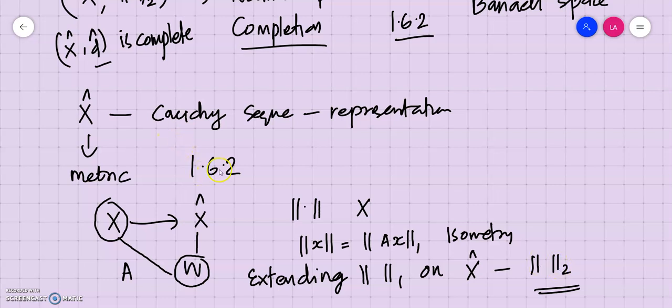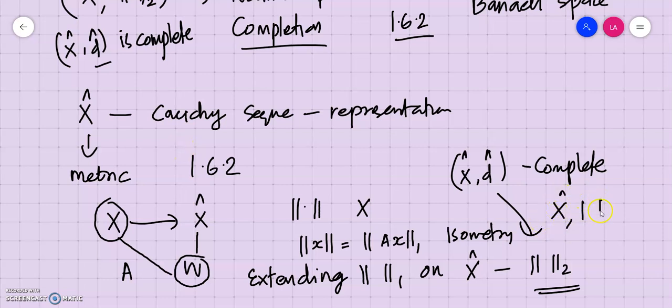By theorem 1.6.2, (X cap, d cap), where d cap is the metric associated with X cap, is a complete space, and norm 2 is a norm induced from norm 1, which is actually induced from the metric d cap. So norm 2 should be actually associated with d cap. So (X cap, d cap) being complete means that the normed space (X cap, norm 2) should be a complete space. So this is what we have done.